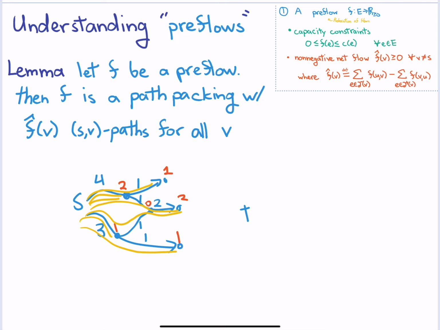Now that seems kind of clear from a picture because I just drew it, so that's probably compelling. How might I try to prove this in general? So we know that for a standard ST flow, I can decompose it into paths. You guys did that for your homework. How do I know I can decompose a preflow?